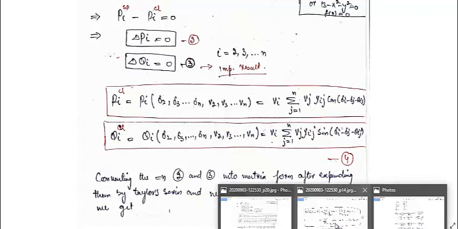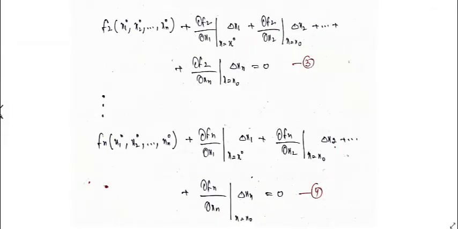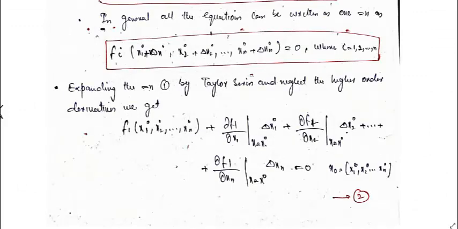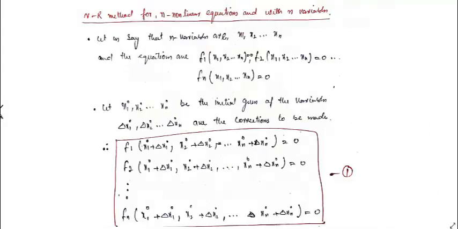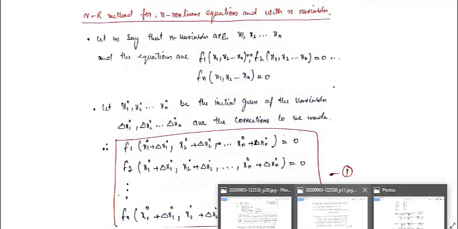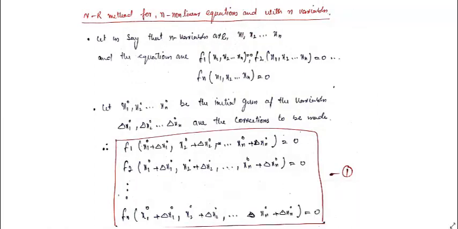So I'll first see what this means. This delta Pi is actually these equations. Let us define it like this. Delta Pi equal to 0 means delta P2 is equal to 0, which is one equation. Delta P3 equal to 0 is another equation, up to delta Pn equal to 0. These will be the n minus 1 equations.